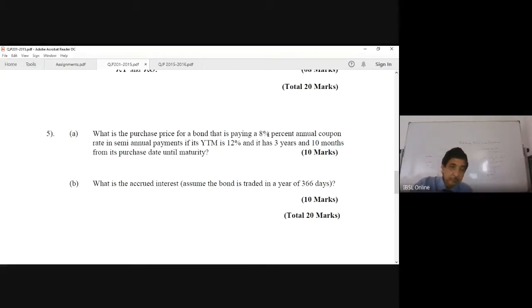Now, in order to get some idea, you need to have some drawing or some type of a diagram here to show the particular point at which the purchase is made. When you say that it has 3 years and 10 months from its purchase date until maturity, the next coupon date will be another 4 months from today. And the earlier coupon date is 2 months earlier. That is how it goes.